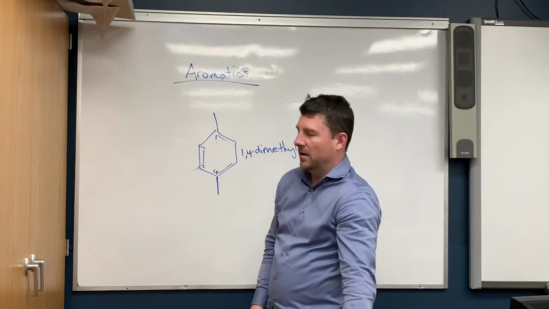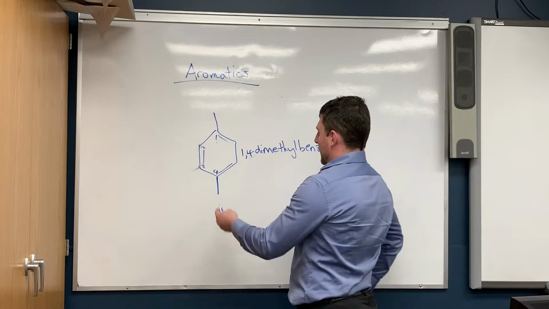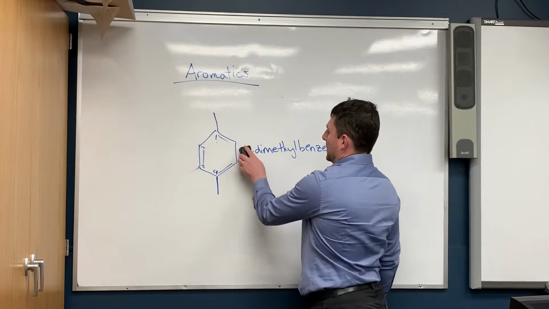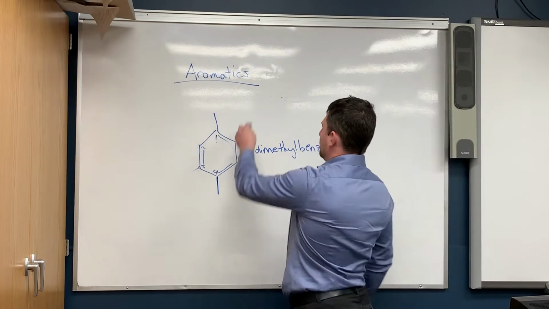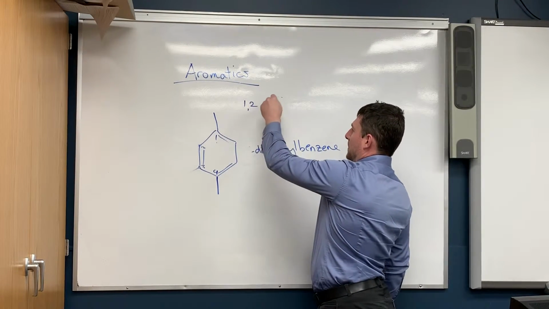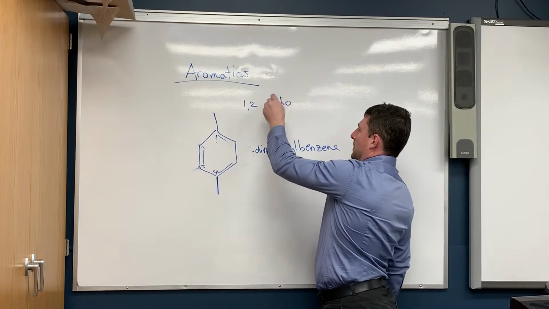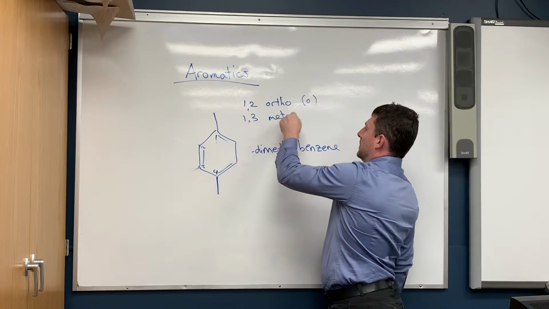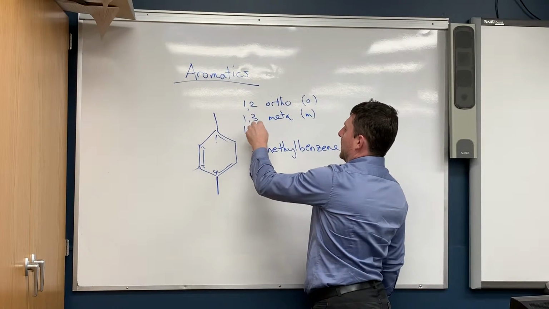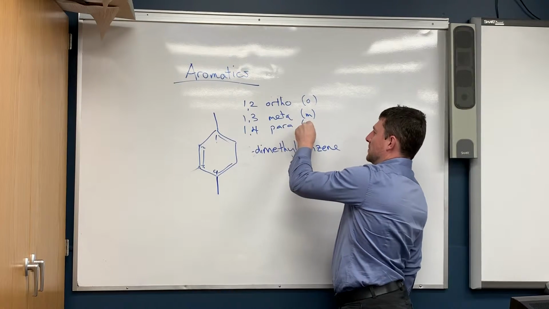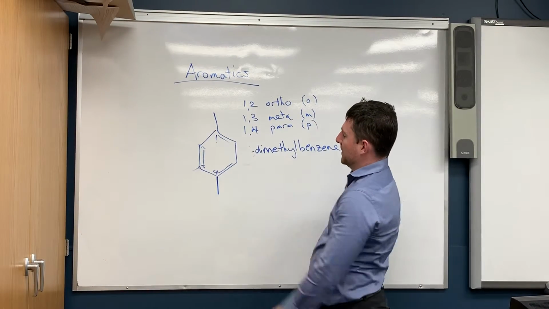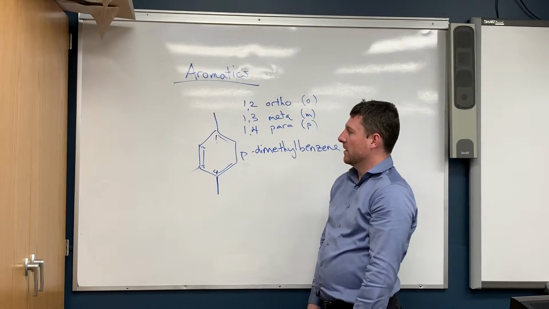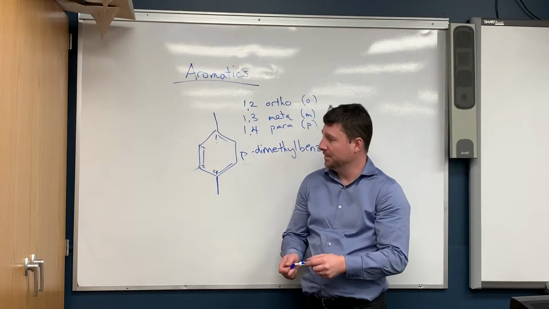And there's a couple names for that. Instead of calling it 1, 2, 1, 3, 1, 4, sometimes they refer to 1, 2 as ortho, or just O, 1, 3 as meta, or just M, and 1, 4 as para, or just P. So another name for this could be P-dimethylbenzene, or para-dimethylbenzene, rather than 1, 4 dimethylbenzene.